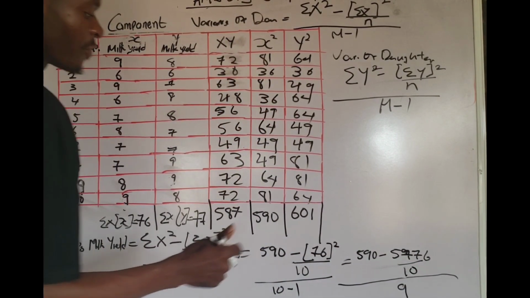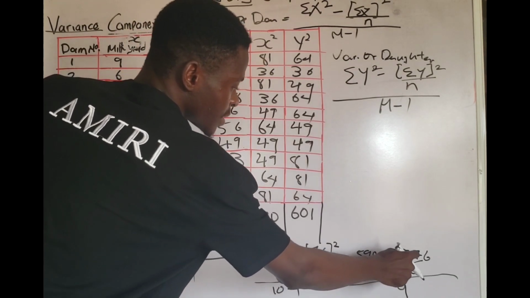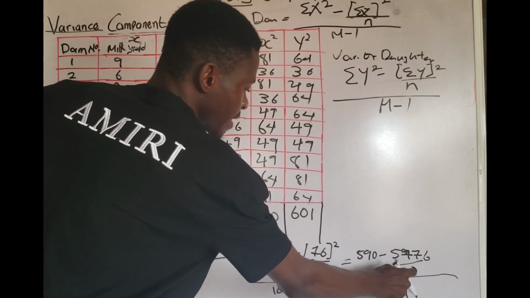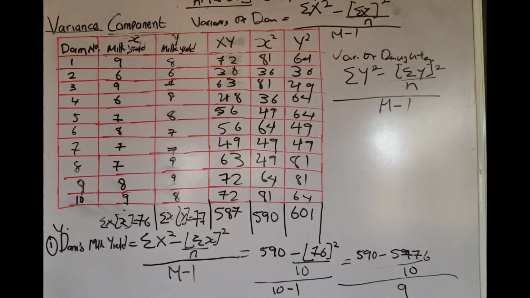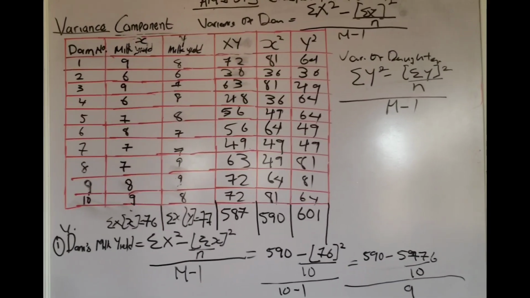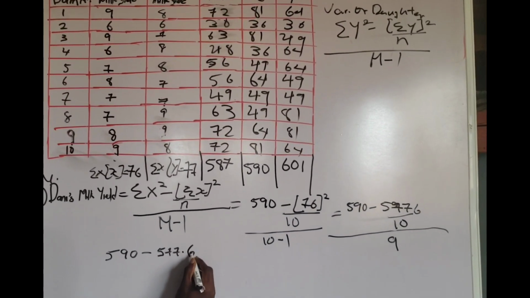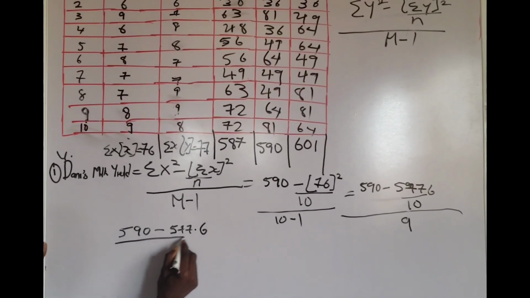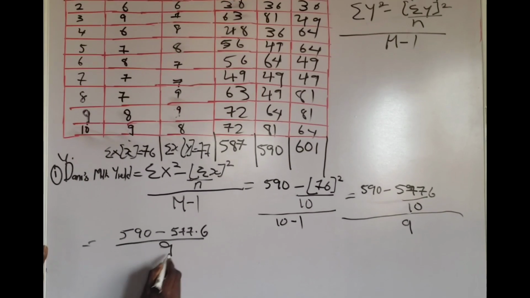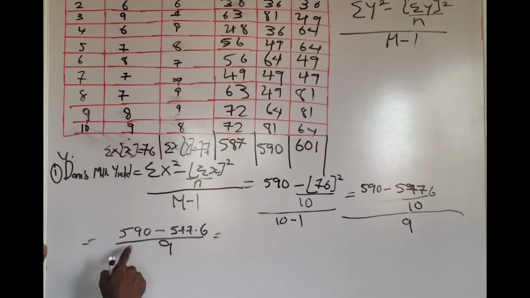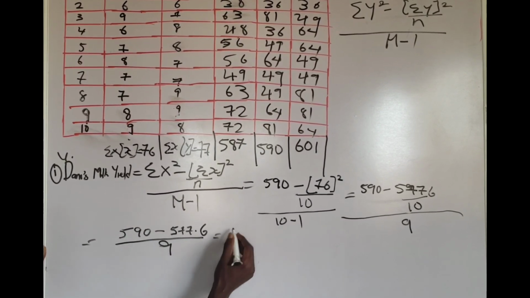Okay. Now the first thing to do is to divide 5,776 by 10. That is 577.6. Exactly. So we go on by saying 590 minus 577.6, divided by 9. So we go on by saying 590 minus 577.6 is 12.4.